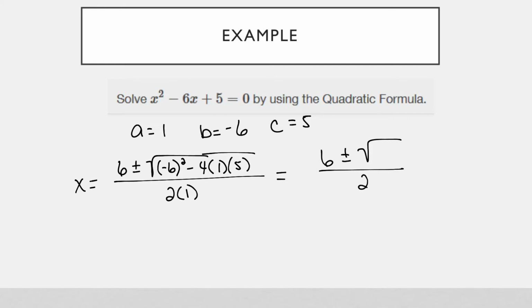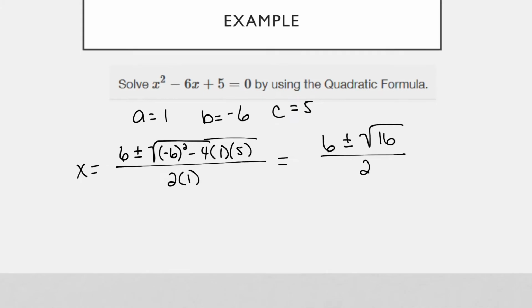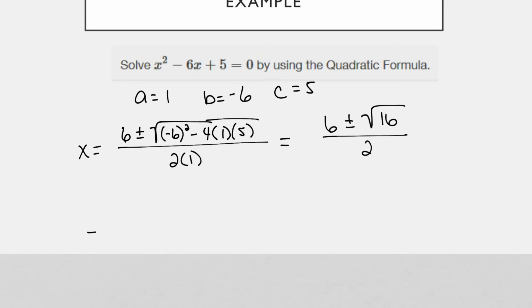Okay, so now on my calculator, here's what I'm typing in. Parenthesis, -6, close parenthesis, that's important. Then hit the square button, -4, open parenthesis, 1, don't really need it, but I'm typing it anyway. Open parenthesis, 5, close parenthesis, hit enter, and you get 16. Okay. Next, I'm going to take the square root of 16. So I've got 6 plus or minus 4 all over 2.